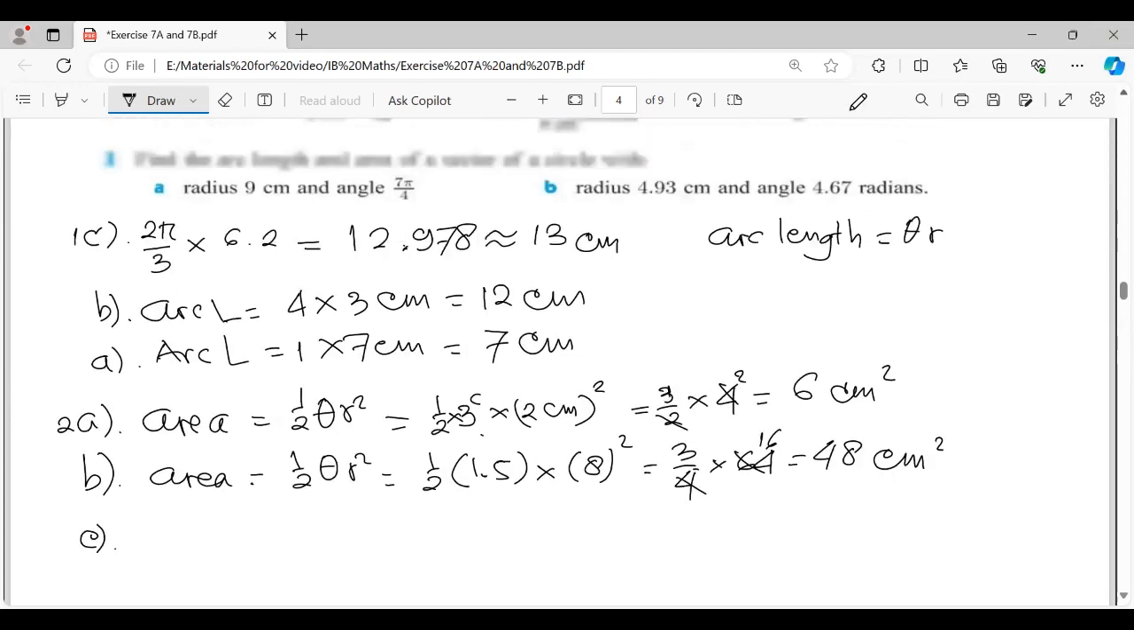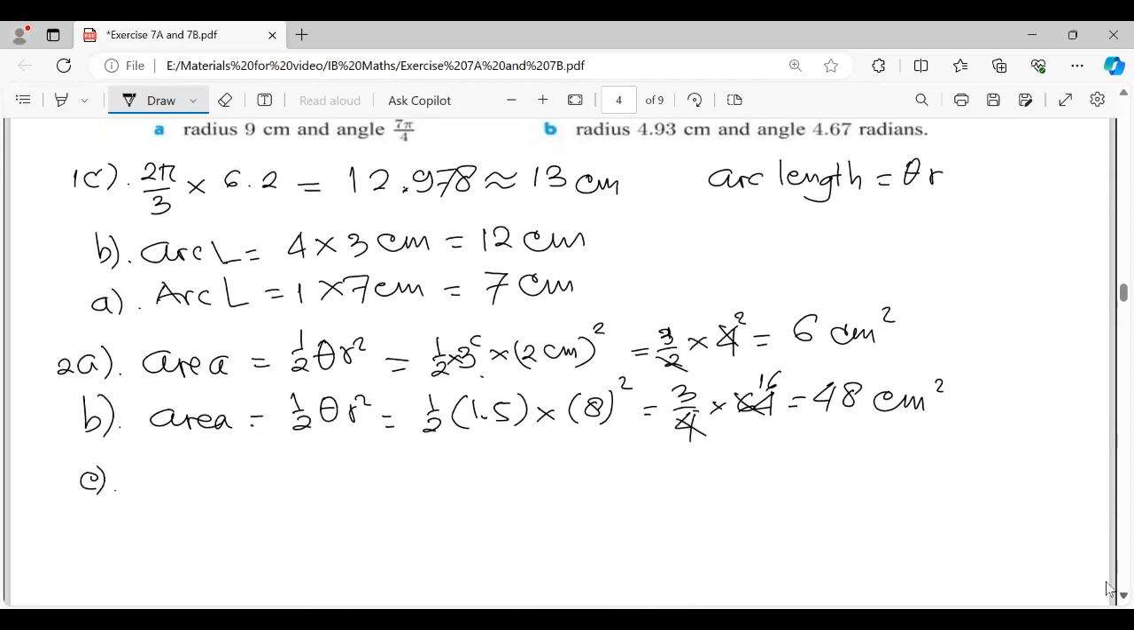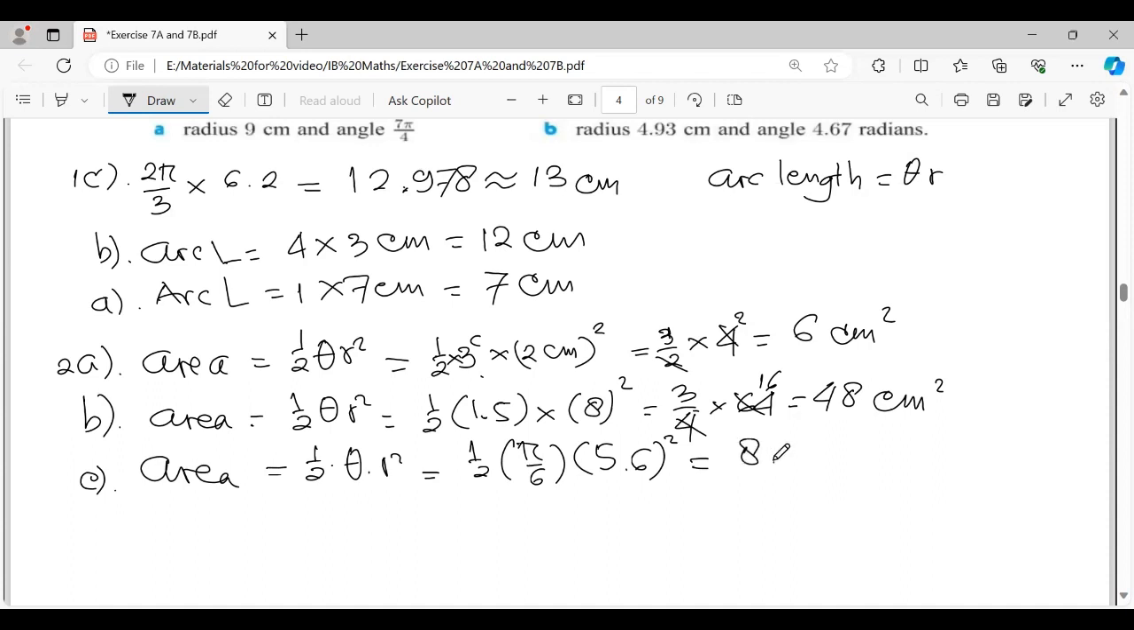Okay, C. Pi/6 and 5.6. So area equals half times theta r squared, half times pi/6 times 5.6 squared. Then if you calculate, pi is 3.14. We can find the solution with a calculator: 8.21 centimeters squared.